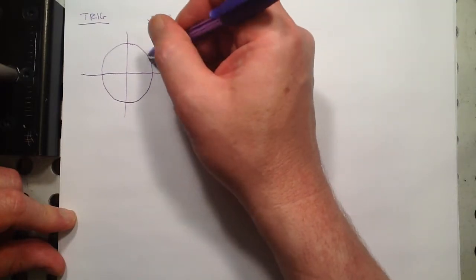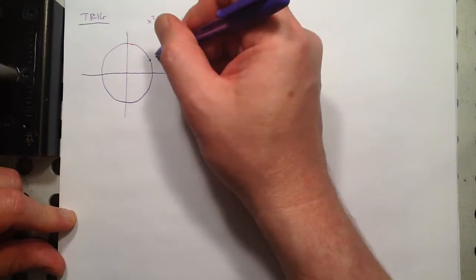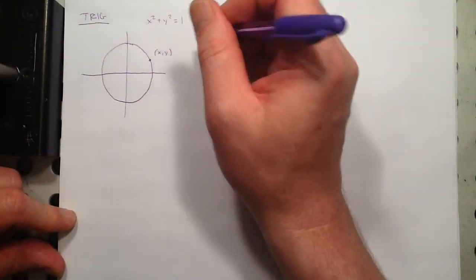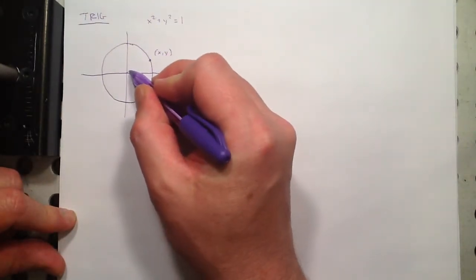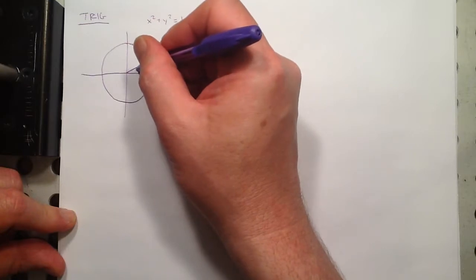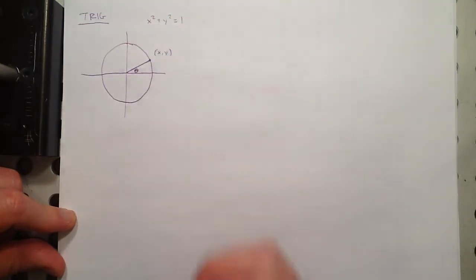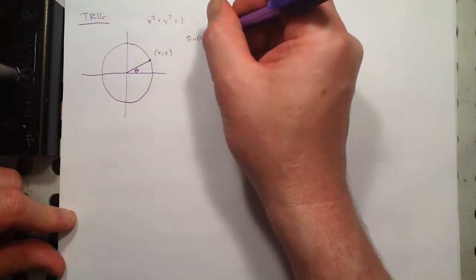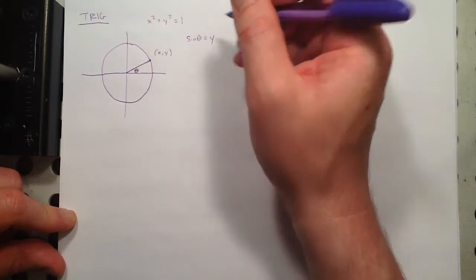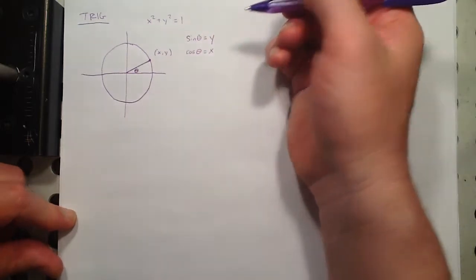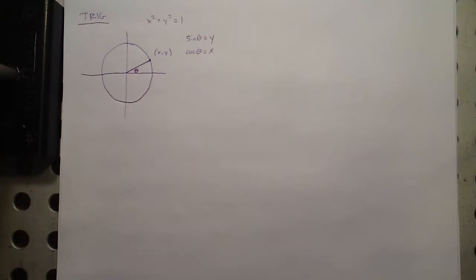So if we pick a point on this circle, let's just call it some generic point x comma y, then we know that if we make a segment that goes from the origin to that point, and we have an angle here, we could call theta, and we define the sine of theta is equal to the y-coordinate here, and the cosine of theta is equal to the x-coordinate. This is one way of defining what sine and cosine are.